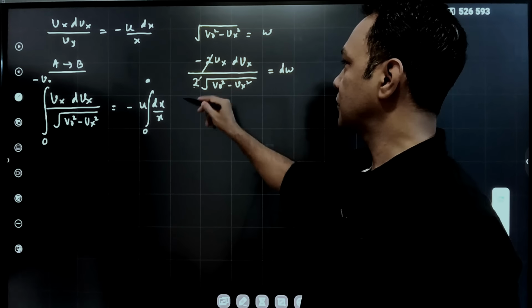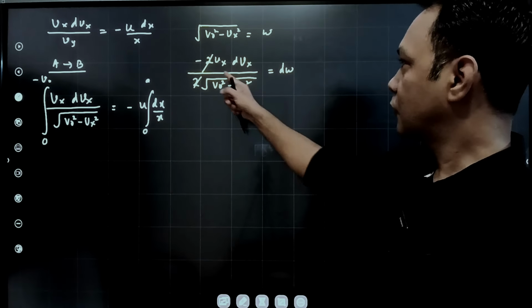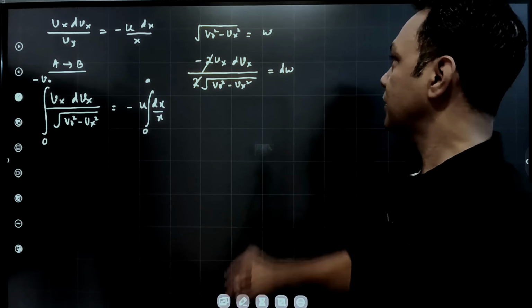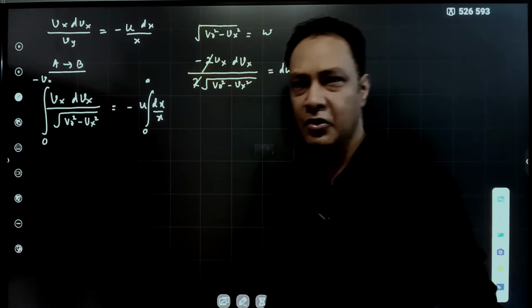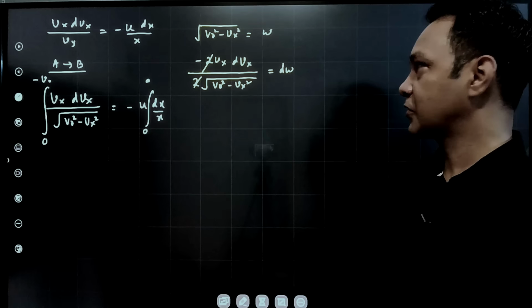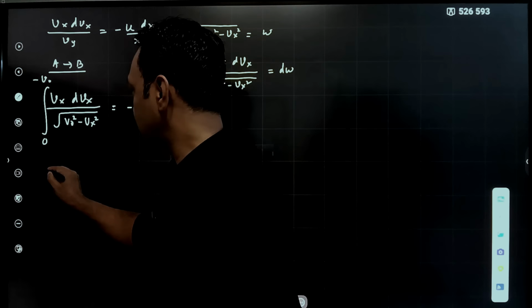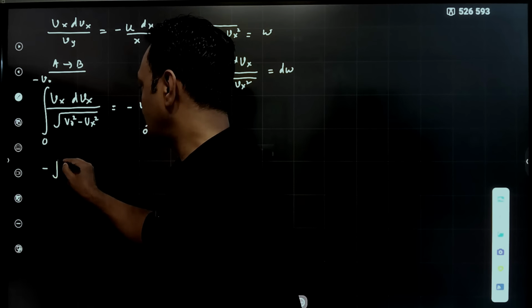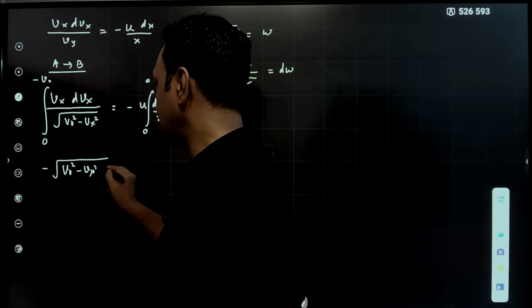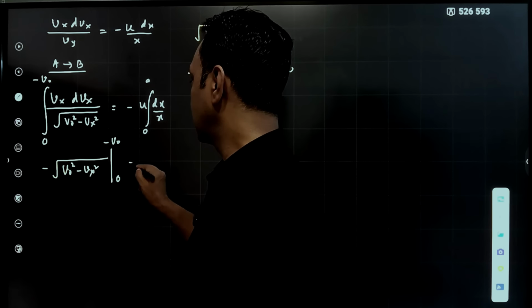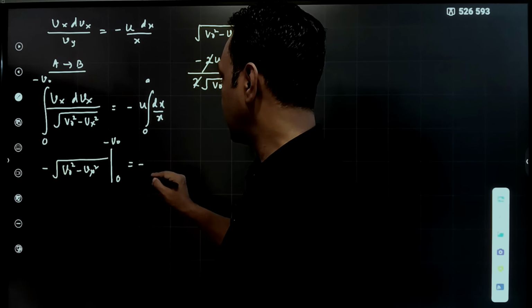So this and this will get cancelled. So that is basically Vx dVx by this, and that is a minus dW. Integration of minus dW is minus W, and here put the value of W. So this integration would be minus of V0 square minus Vx square, and the limit will go from 0 to minus V0. And that would be simple integration.